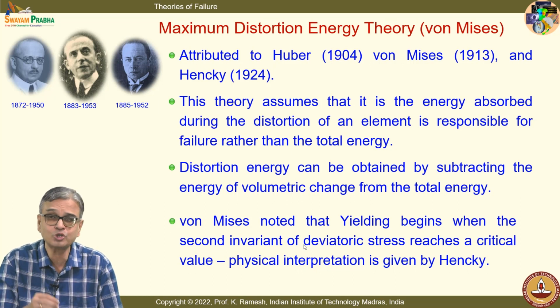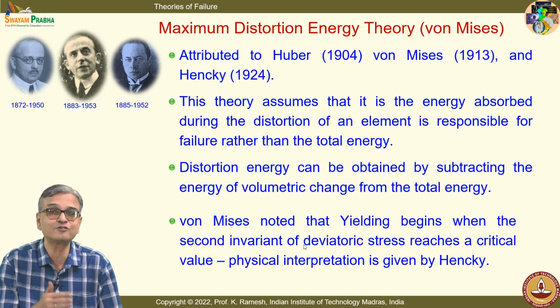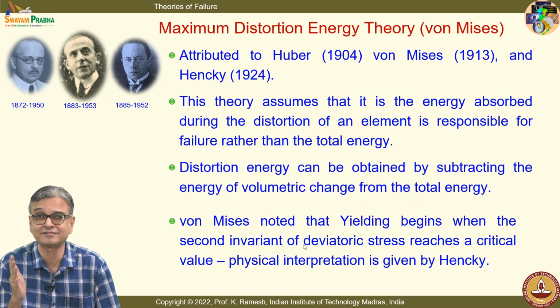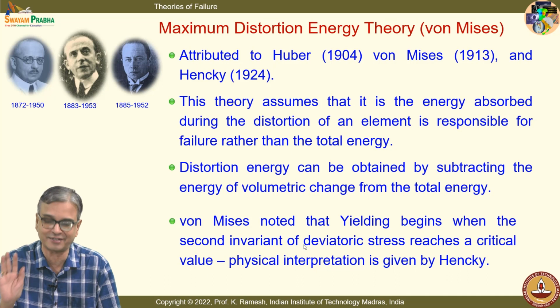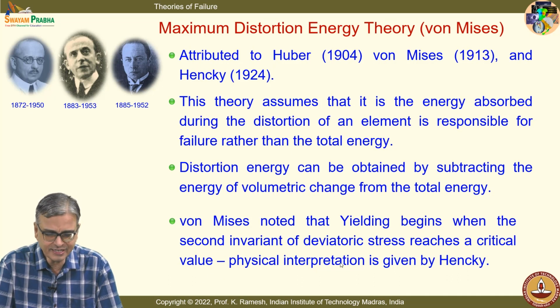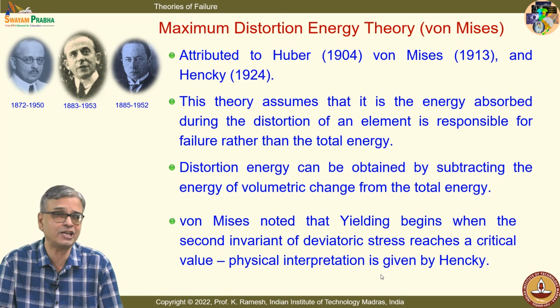So, people have also looked at it from the point of view of invariance, and this is also called a J2 material. Okay. If the material follows J2, the distortion energy, you call that a J2 material. Okay. And the physical interpretation, a further development based on physical argument, was given by Hencky. So, people have got convinced that this is the way that failure is precipitated.